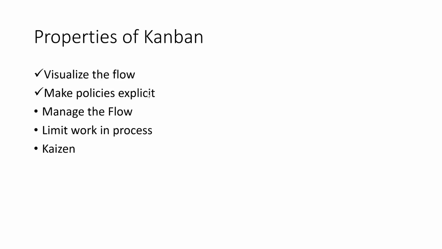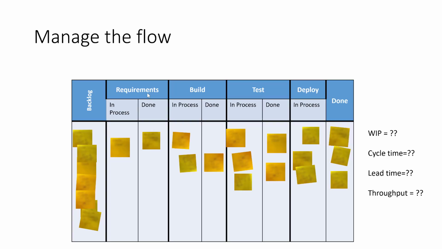So there we go. We've made policies explicit. We know exactly what it means to be in and out according to our current policies. Don't change anything yet. Just document what you've got. And then you want to manage the flow.